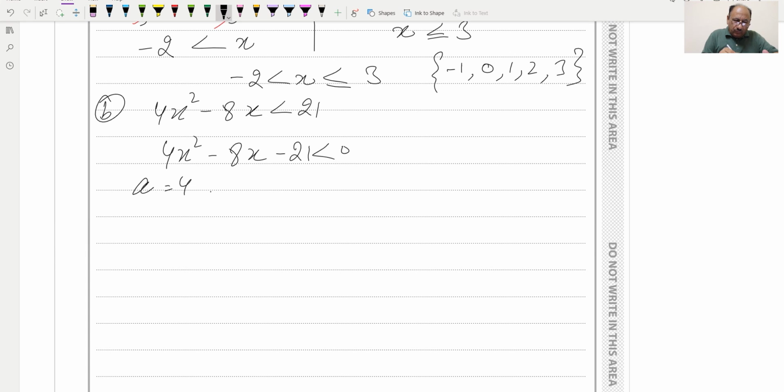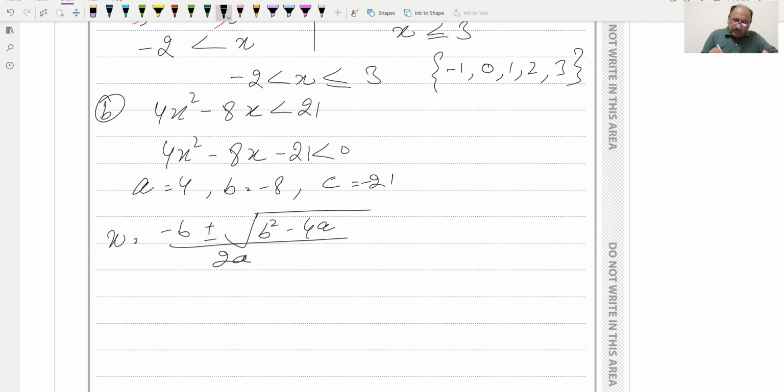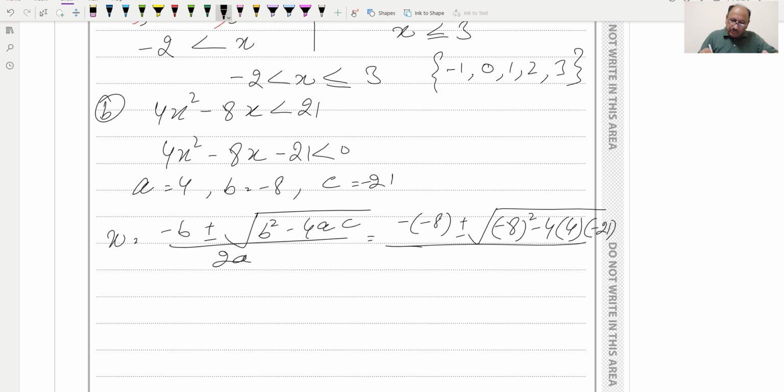A is equal to 4, B is equal to minus 8, and C is equal to minus 21, and x will be equal to minus b plus minus square root of b squared minus 4ac over 2a, and this will be the quadratic formula. If we replace the values, we will get minus b plus minus square root of b squared minus 4a, and c value will be minus 21, and divided by 2a, and a will be 4.